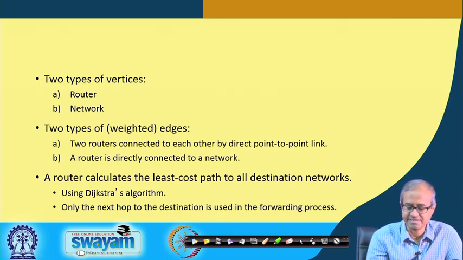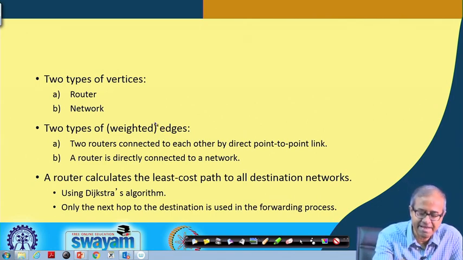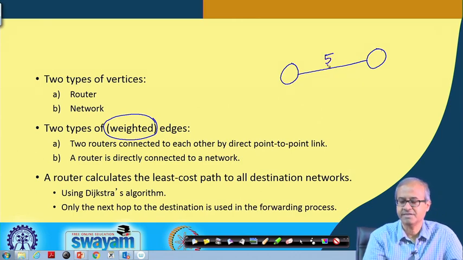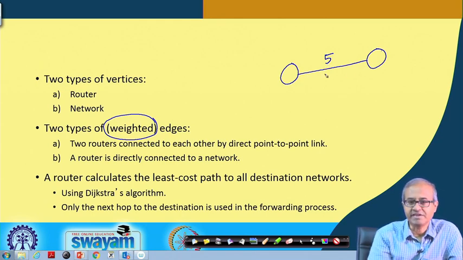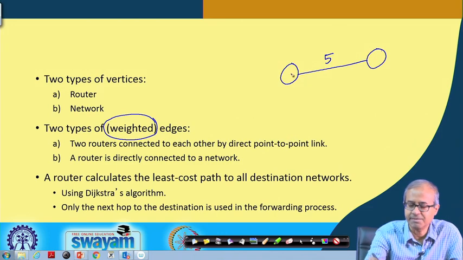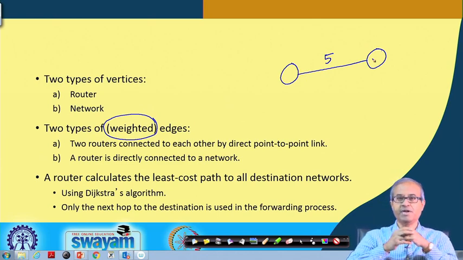Talking about edges, there are two types of edges, and every edge will be assigned a weight. Like for example, there are two nodes, they are connected, and this edge will be having some weight, let us say 5 or something. This is called weight. Now, there can be two kinds of edges. One is an edge between two routers. Both can be routers, directly connected via a point to point link.